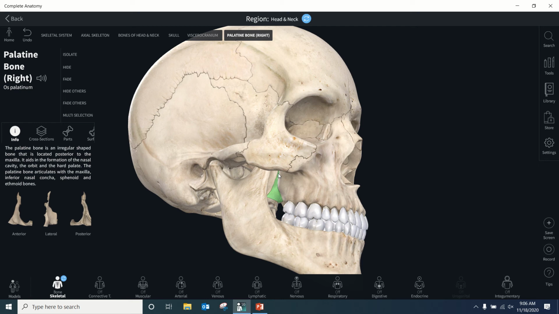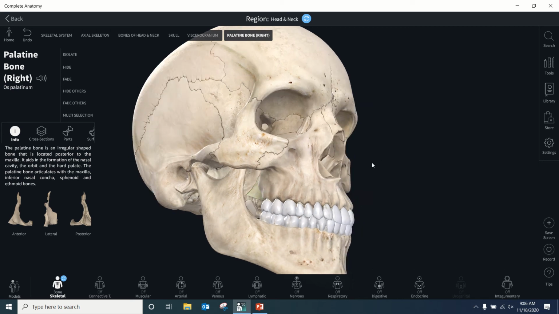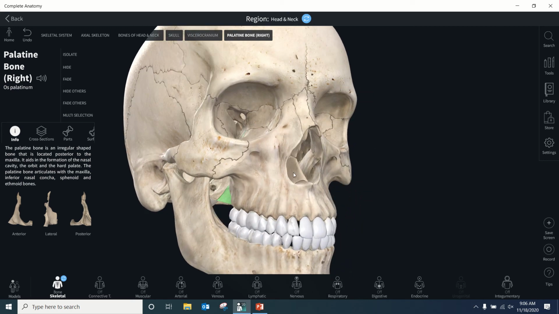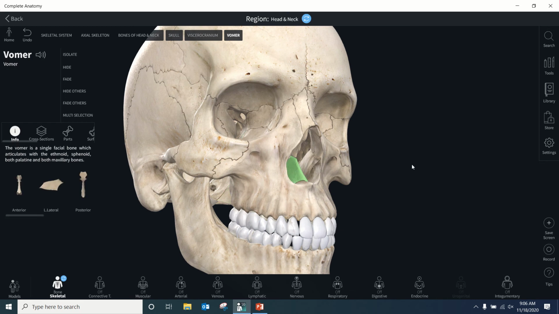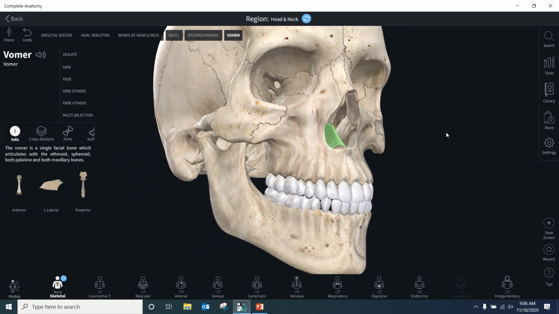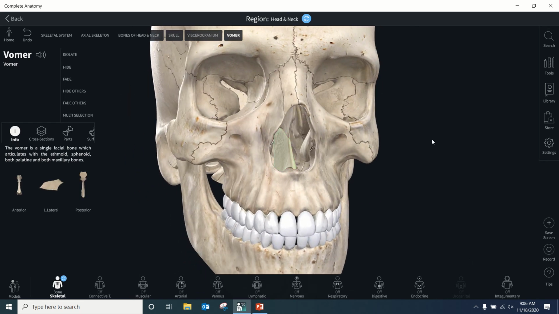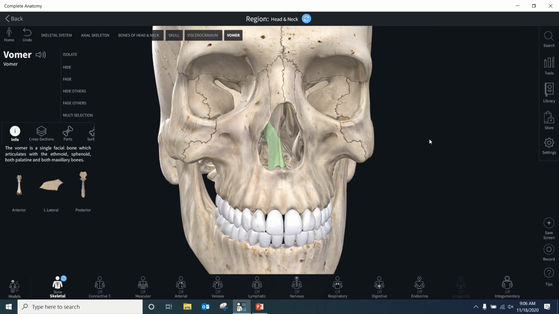And then last is our vomer. So the vomer is inside of the nose. I'm going to rotate him a little bit. So there's his vomer. So the vomer, I'm going to look in his nose. There you go. Rotate him some more there.